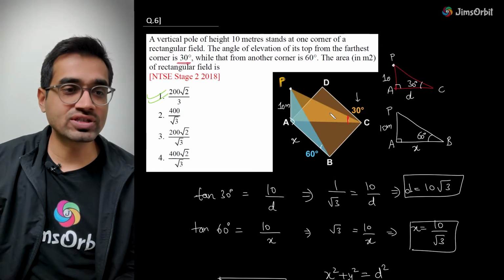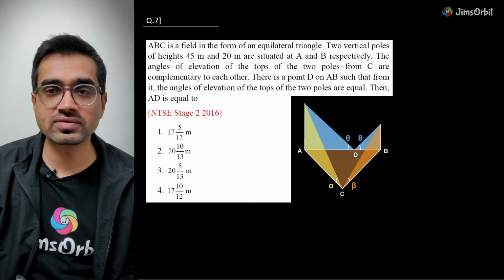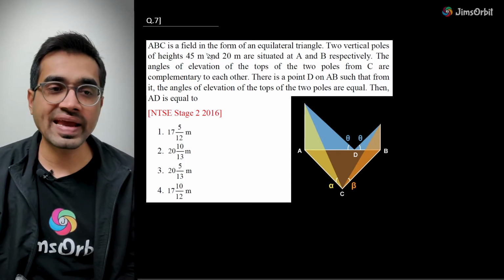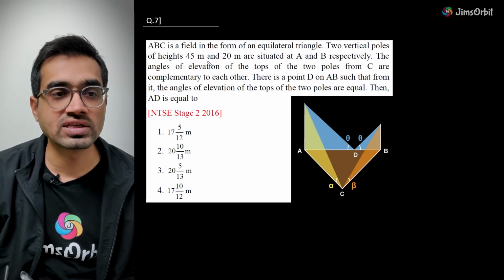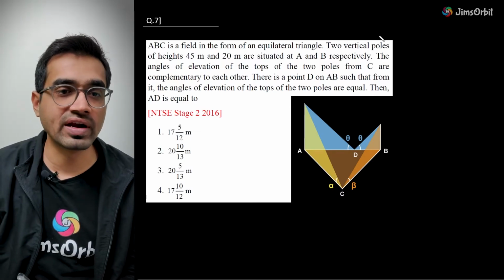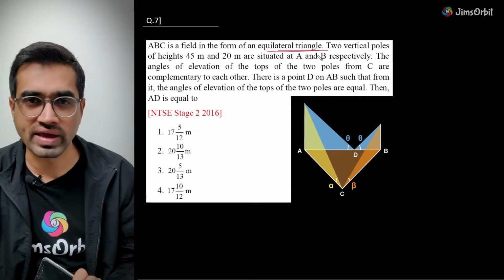Okay. Last question of this chapter, or this part of the mathematics for the NTSE exam. It's again a similar question. The only thing they have changed is the shape of the field. Now, this time the field is going to be an equilateral triangle. Okay. Simple.